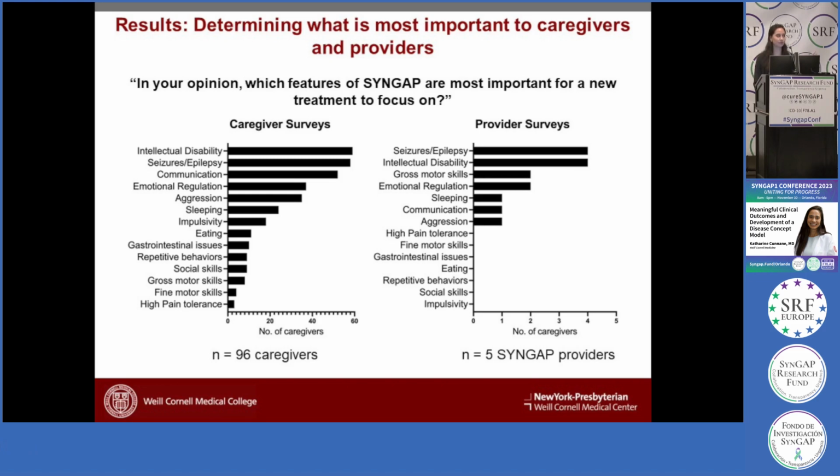So on the left, we have what the caregivers responded. Again, thank you to the caregivers for answering my survey. I know it's a lot of people in this room. And on the right, we have the providers. So you can see when asked this question, both caregivers and providers seem to be in agreement that the top two things for treatments to focus on would be intellectual disability and seizures and epilepsy. They also both regard emotional regulation as a very high priority as a target and something to measure in clinical trials. And then communication is also something that was very important to caregivers.